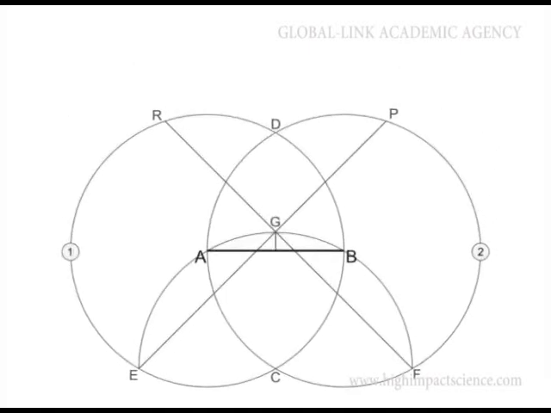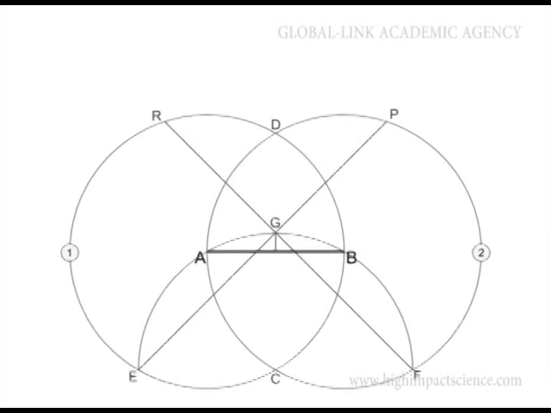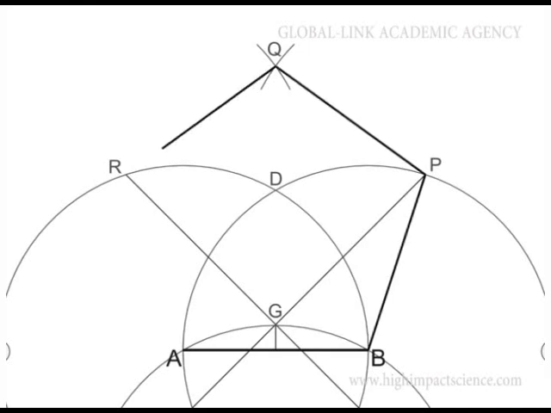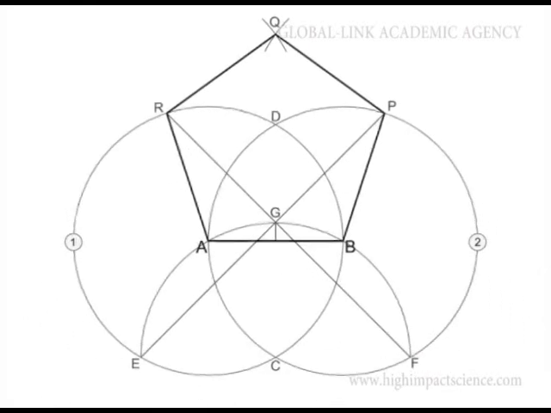With P and R as centers and AB as radius, draw two arcs intersecting each other at Q. Finally, draw the lines connecting these points to complete the pentagon.